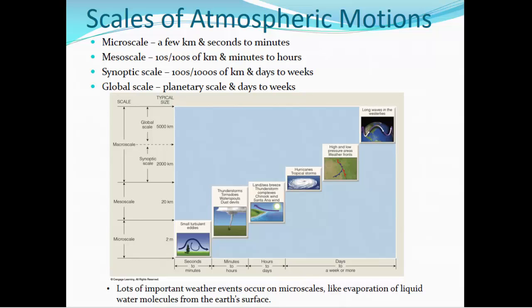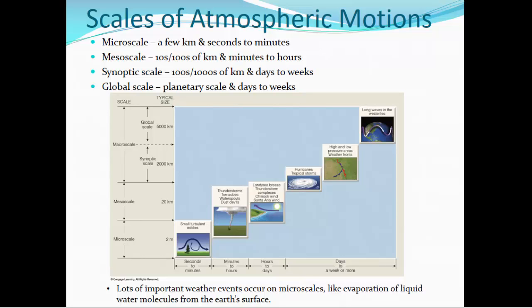And then at the meso to macro scale, the much larger scale, we're talking about the synoptic scale: hurricanes, tropical storms, and the mid-latitude cyclones or extratropical cyclones that we've talked about. And then at the global scale, we are looking at the long waves and the westerlies, or our jet streams.